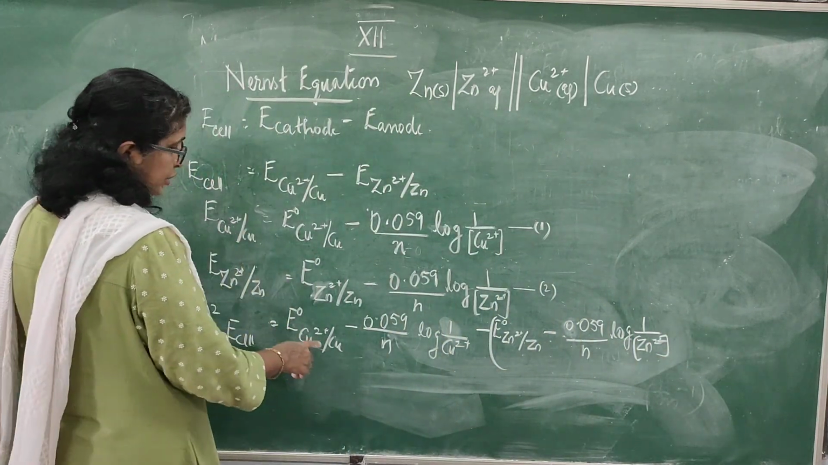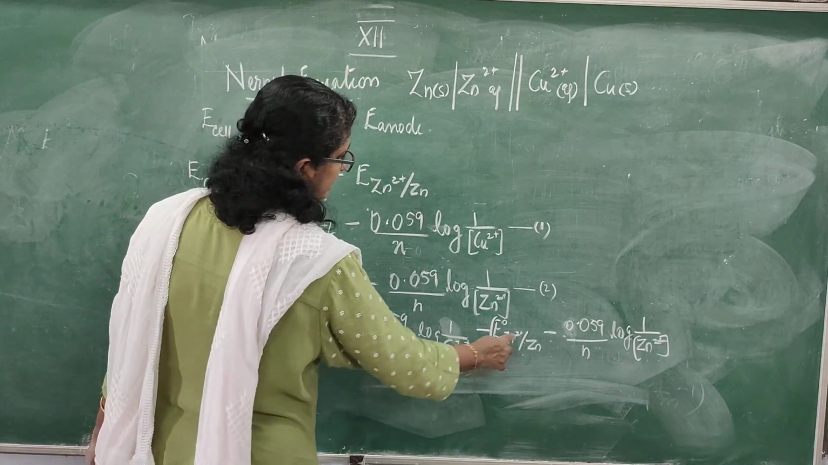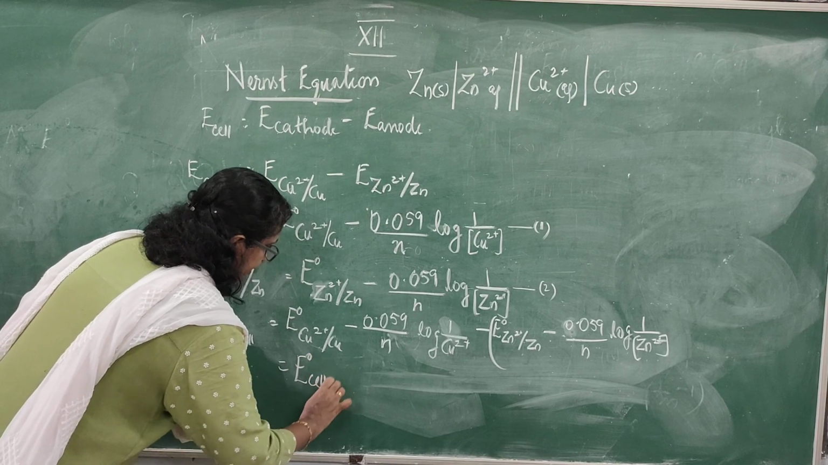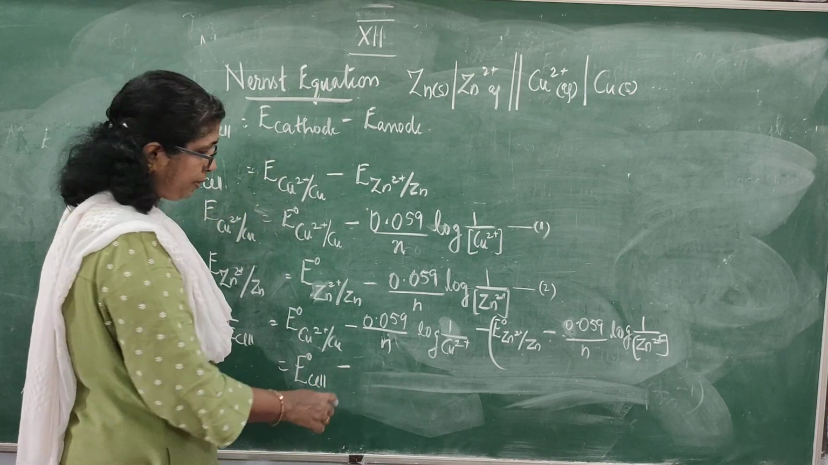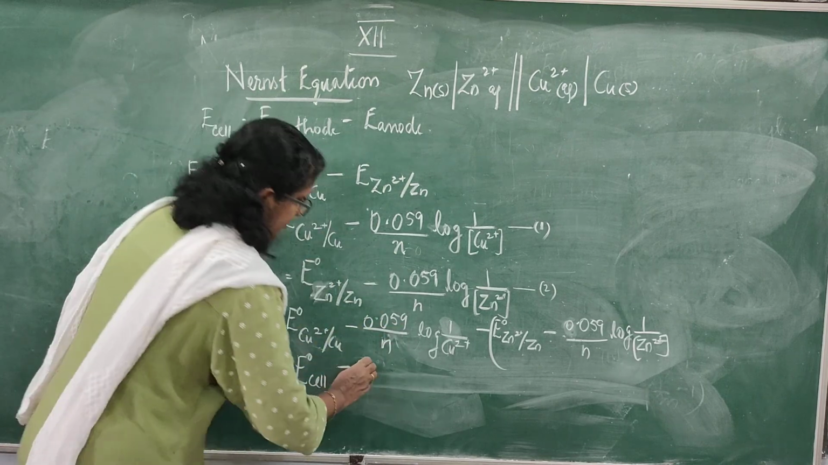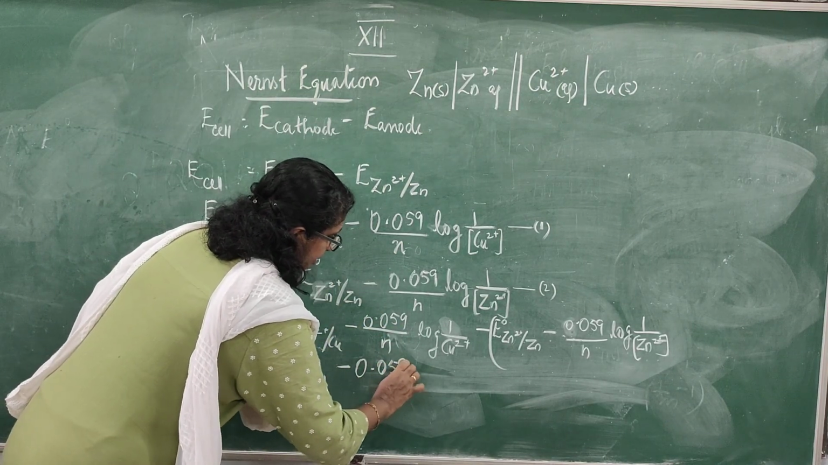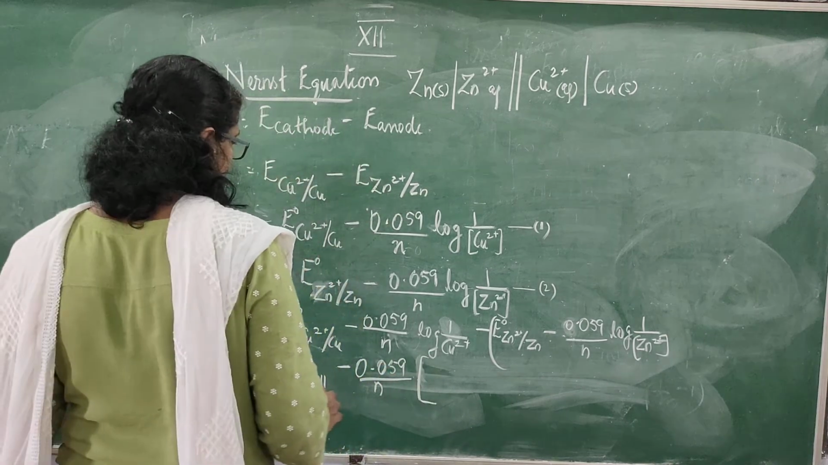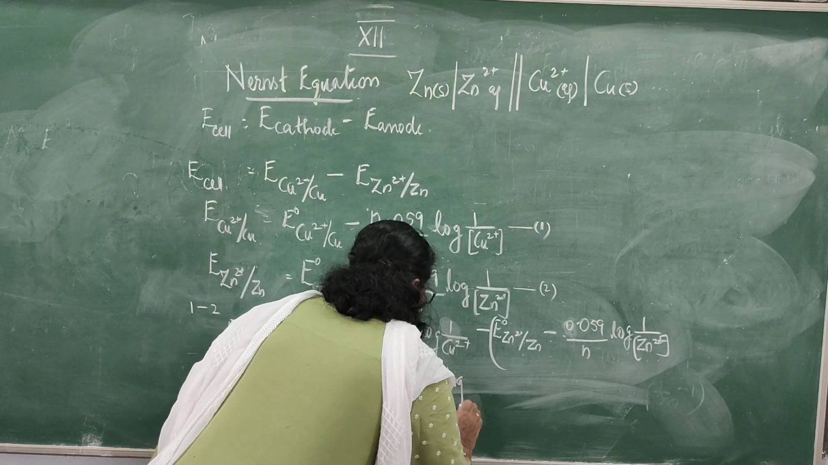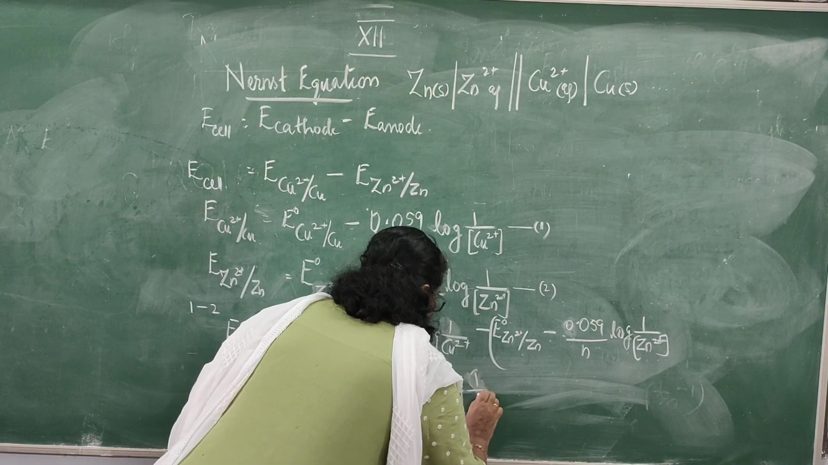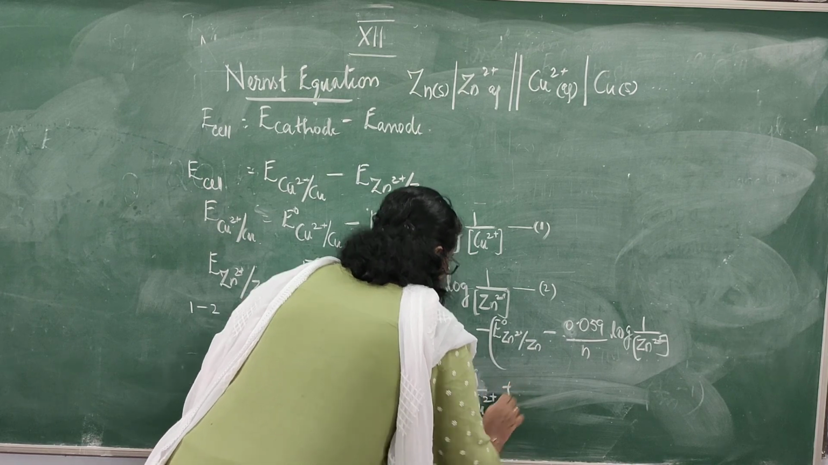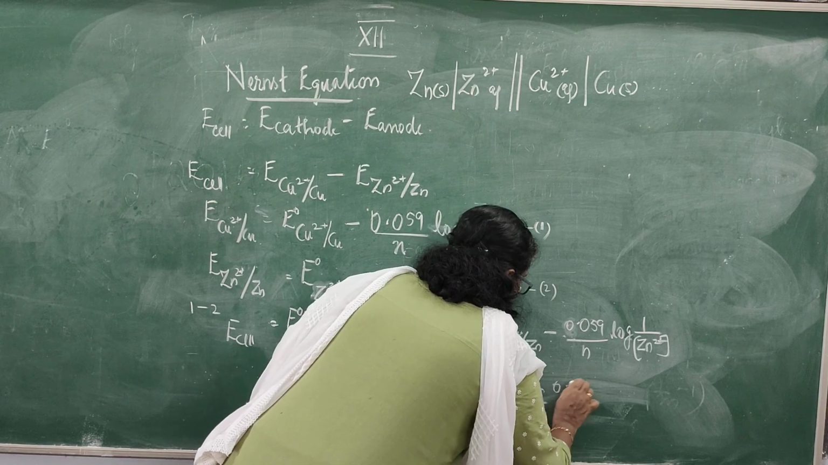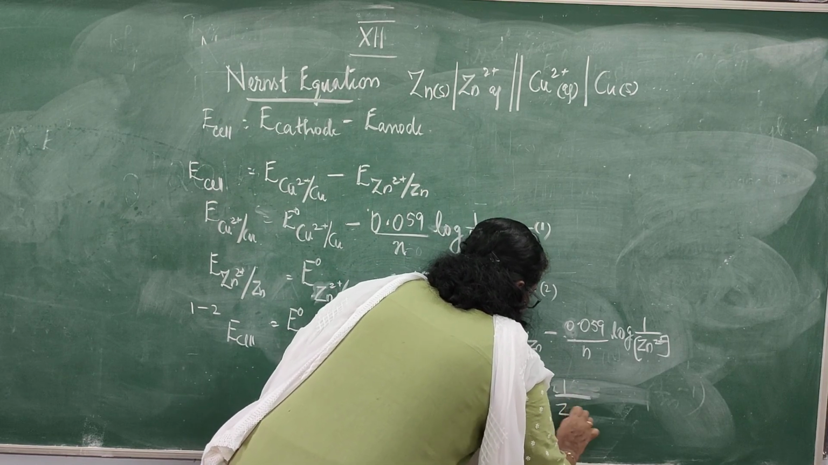So it is E naught Cu2+ | Cu minus E naught Zn2+ | Zn, which is equal to E naught cell, minus you take 0.059 by n, then here it is minus of log 1 by Cu2+, plus, minus of minus is plus, log 1 by Zn2+.